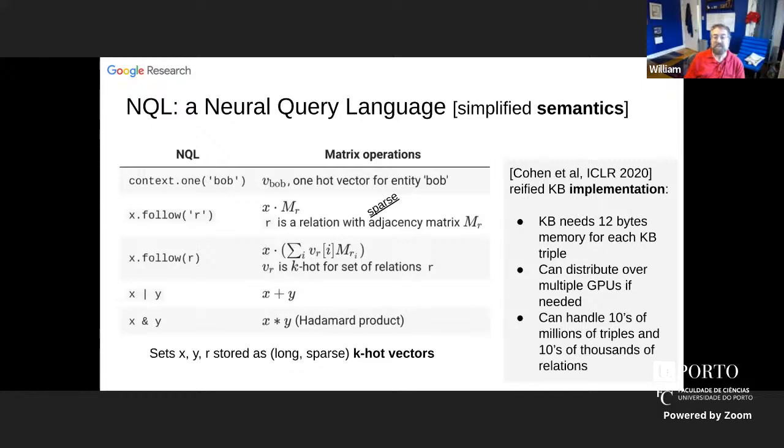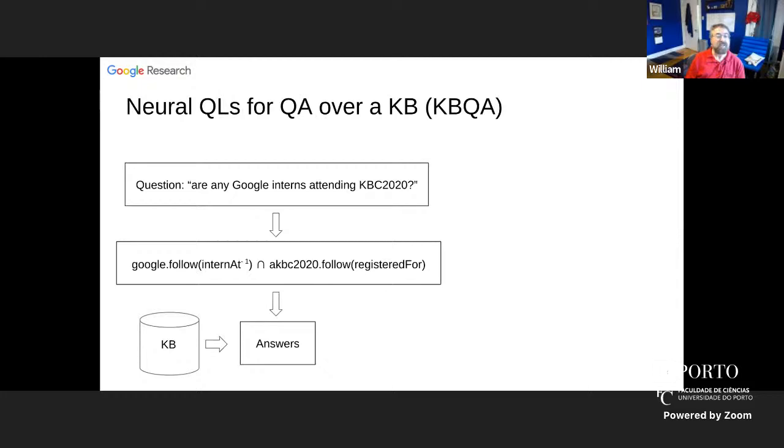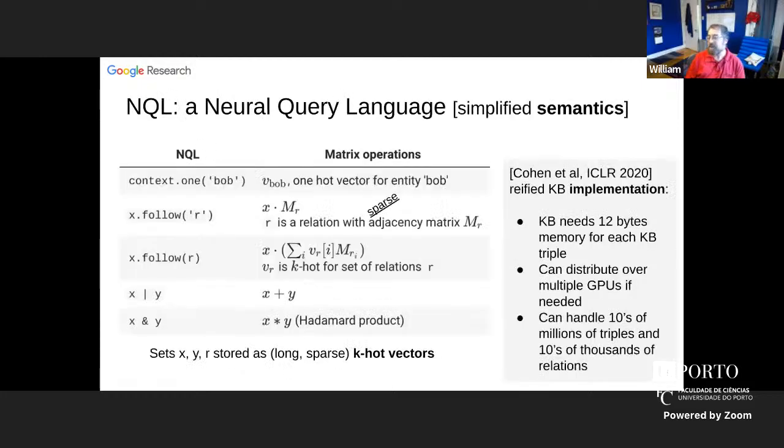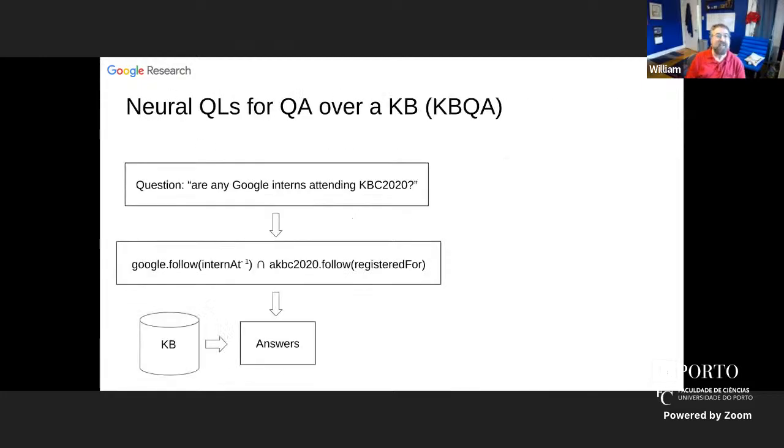So the knowledge base just needs 12 bytes of memory for every knowledge base triple. And you can distribute this over multiple GPUs, so you can handle inferences that involve moderately large databases, say tens of millions of triples, tens of thousands of relations. Okay, so this is the idea. So what can you do with this?